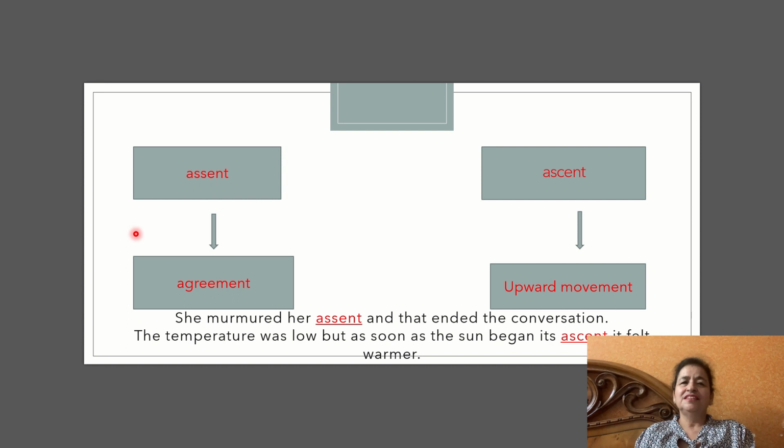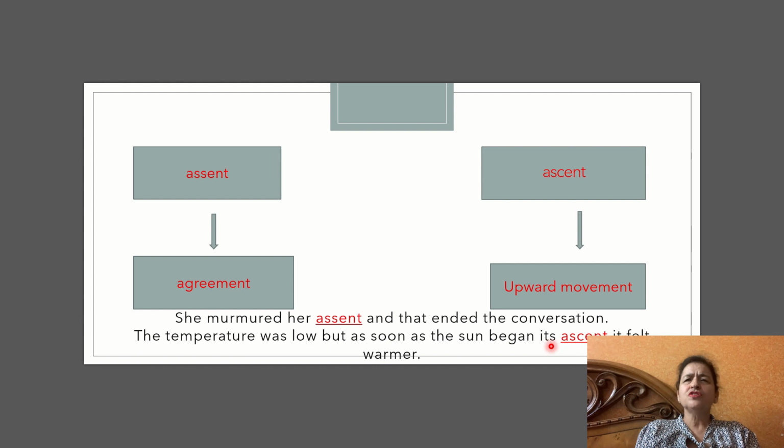Assent, A-S-S-E-N-T, is a noun. That is agreement, right? And ascent, A-S-C-E-N-T, is a verb. That is upward movement. I'll repeat again. Citing a sentence for the first one: she murmured her assent, and that ended the conversation. And the second one, ascent, A-S-C-E-N-T, which I said was a verb, right?